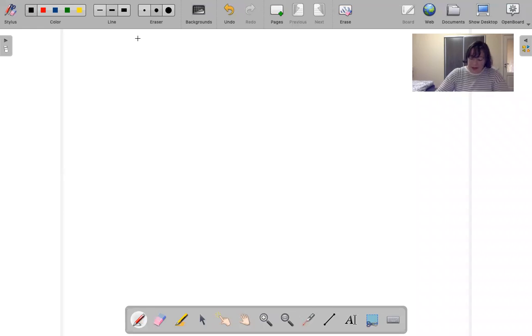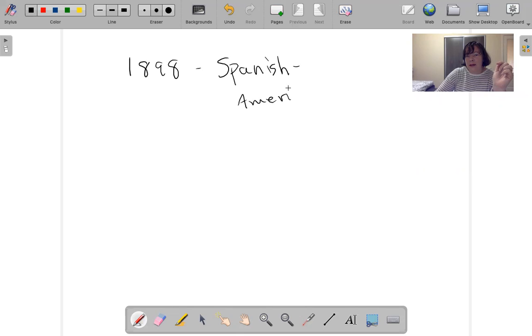Well, Spain wasn't too happy about that. And there was this small little war in 1898 called the Spanish-American War, where the United States helped Cuba get freedom from Spain. And the US won.